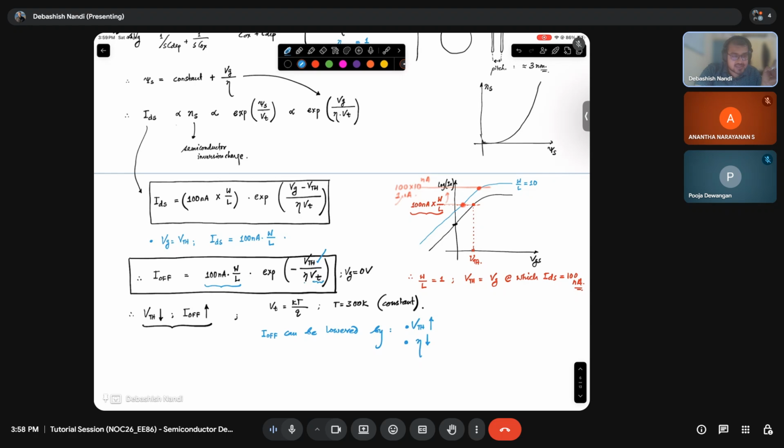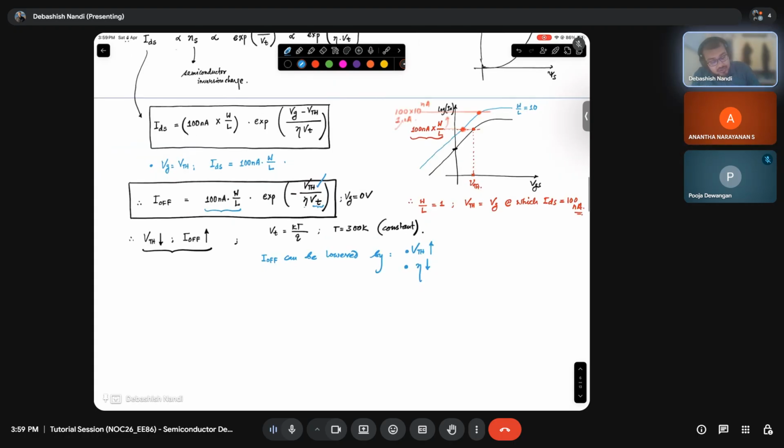Are you getting this? Yes, sir. So this is not a good option. Why is it not a good option? Because if I increase my Vth, what will happen? My Ion also will reduce. Power consumption will increase. I need to go for higher gate voltages to turn on the transistor. That is not good.